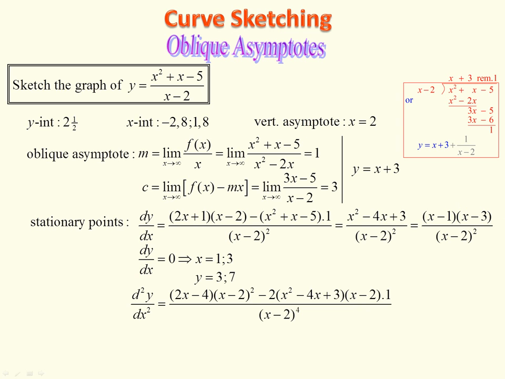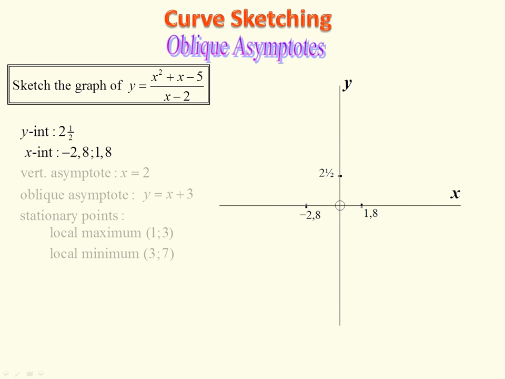So we take the second derivative. Notice I haven't even simplified it. I just say, well, if I put 1 into there, what am I going to get? And if I put 3 into there, what am I going to get? I get a positive. Local maximum at 1, local minimum at 3.